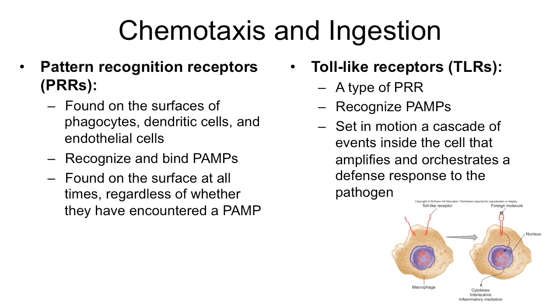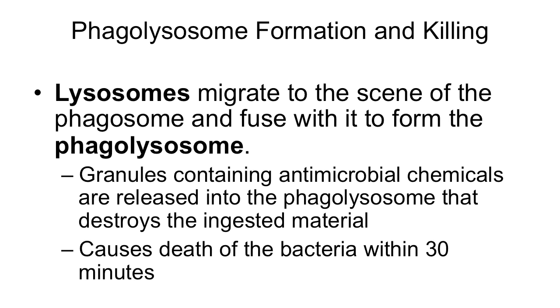One of the most important pattern recognition receptors are the toll-like receptors, which are a type of PRR. They recognize a large variety of PAMs in many organisms, including bacteria and viruses, and they can set up the kind of signal cascade events that are going to activate the macrophage to allow it to phagocytose the microorganism or secrete cytokines and other inflammatory modulators that are going to cause an inflammatory response.